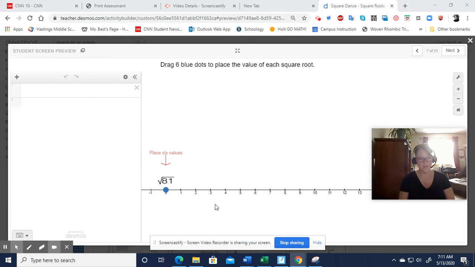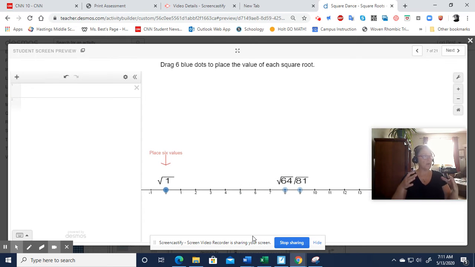I don't know if you all got the same numbers or not. The square root of 81 goes there. The square root of 225 goes way up there at 15. I can't see it because it's behind me. Here's the square root of 64 and so on.